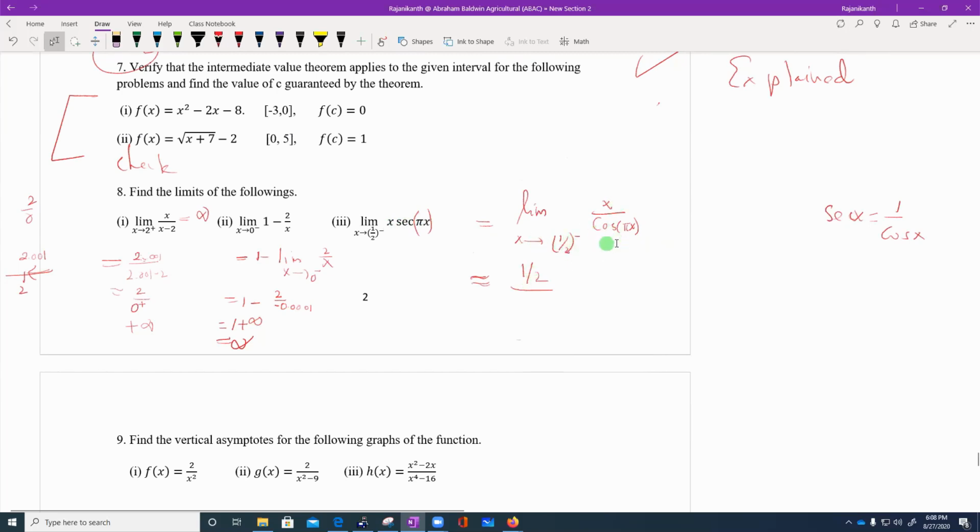But the only thing is the denominator. What will happen to this piece when x approaches 1/2 from the left? That means your cosine pi times x will reach pi times half, from the left, so that is cosine of pi over 2, but from the left. Do you see that?